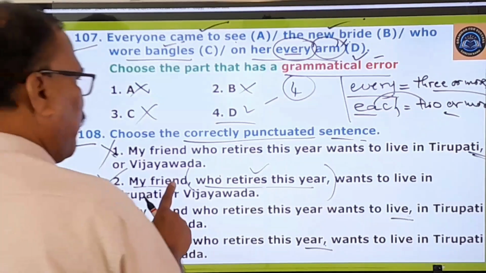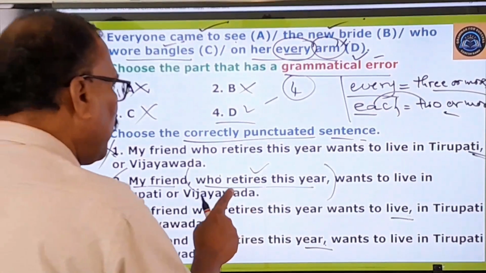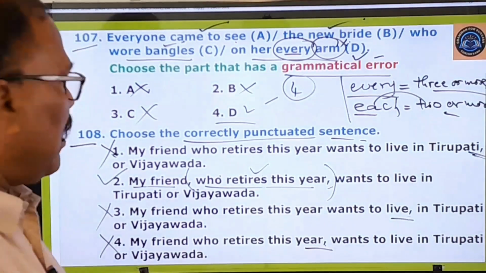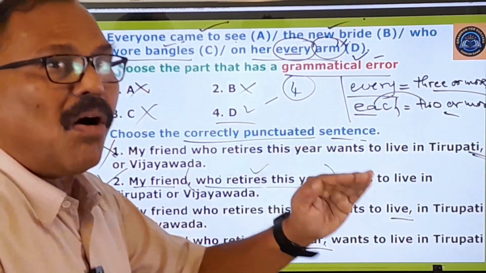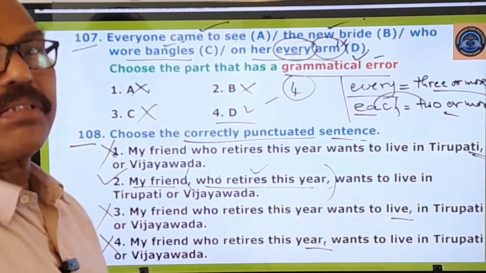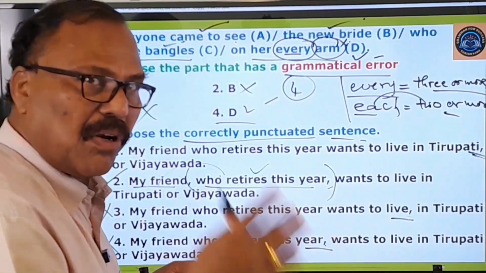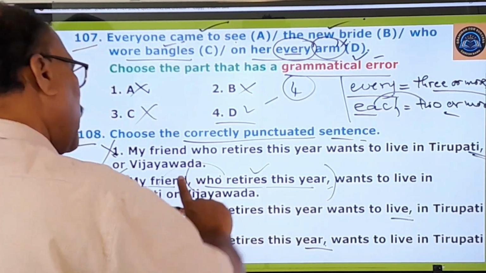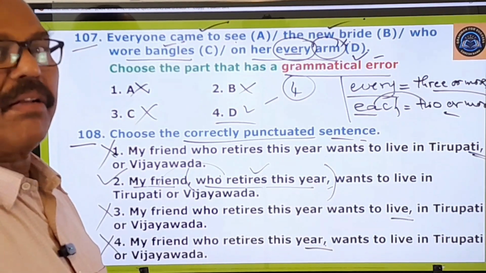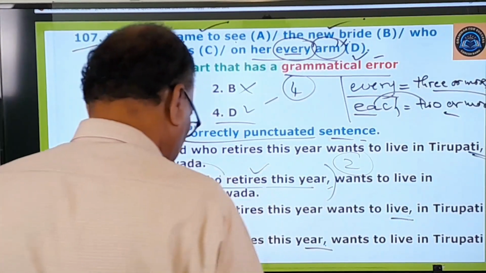You can also say my friend wants to live in Tirupati or Vijayawada is also correct. But here what are you doing? Using these commas, you are giving some additional information, and therefore this is called a non-defining relative clause. Always a non-defining relative clause is separated by commas. So here it is done correctly, and therefore the second option is the right option. Are you following me? Now let's move on to the next question.